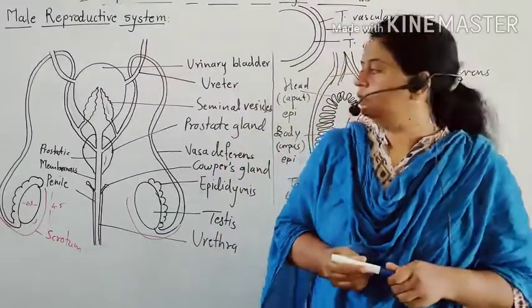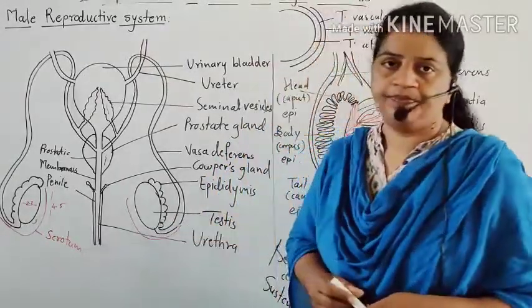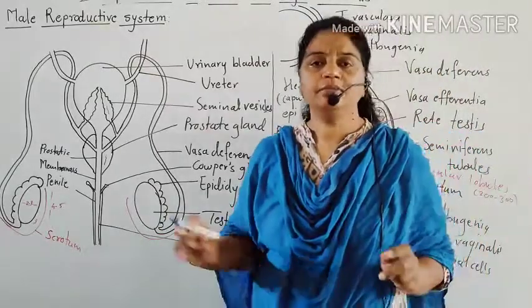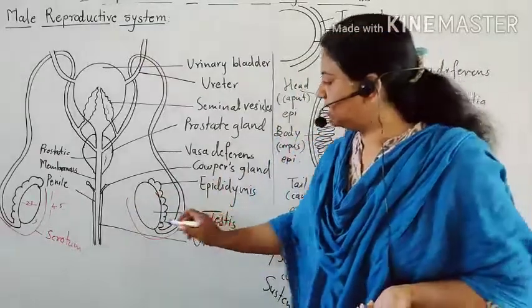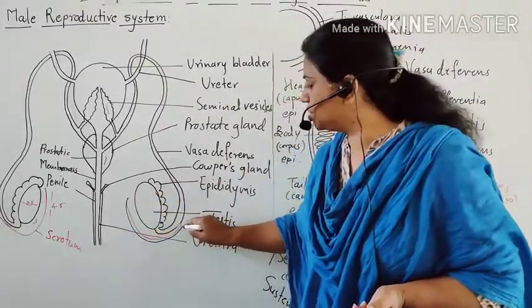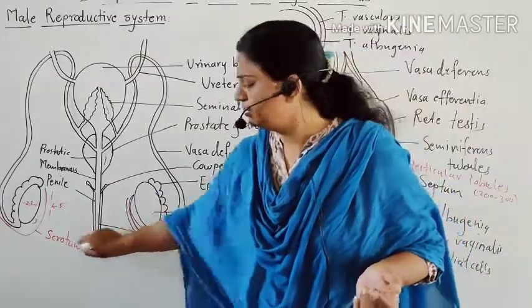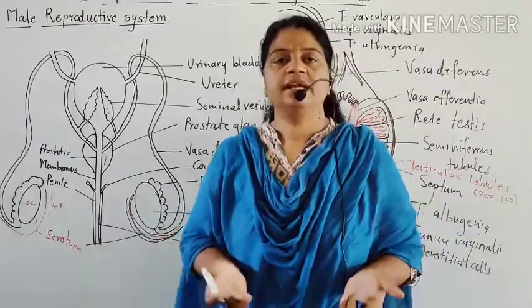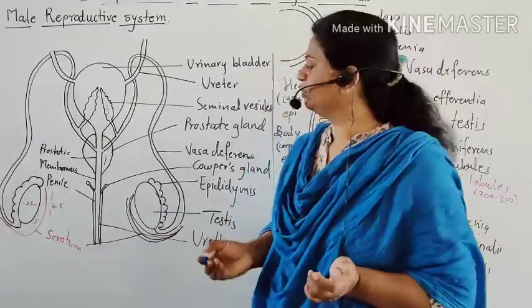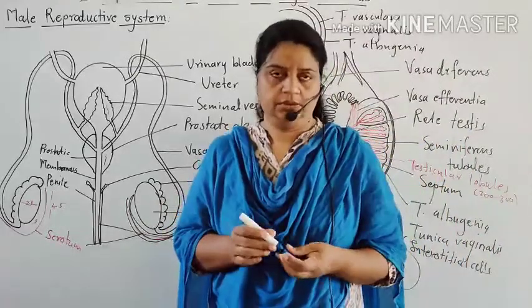Here, first we will see the first part, the testes. Testes are paired, meaning there are two, located in a scrotal sac. This skin pouch is called the scrotal sac or scrotum. Testes are located in the scrotum outside the abdomen. Testes are mesodermal in origin.